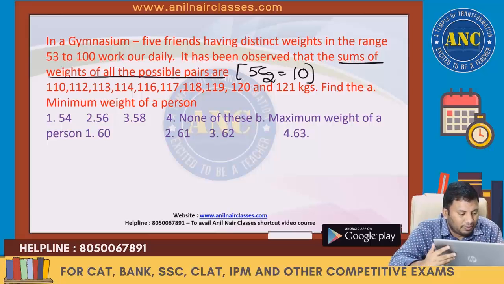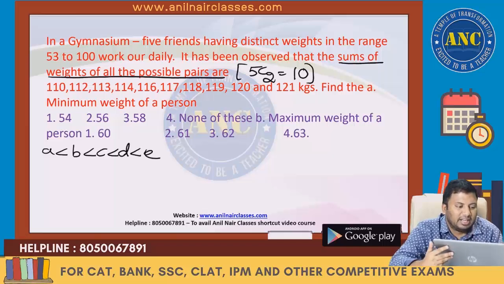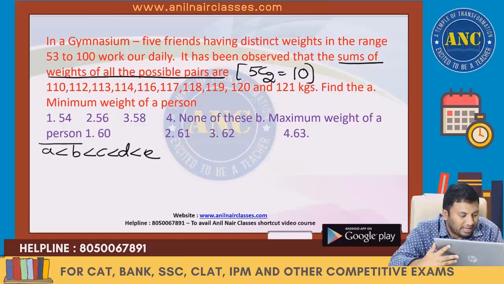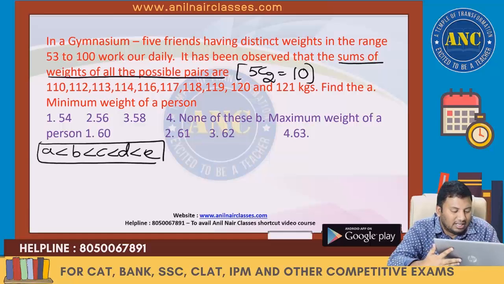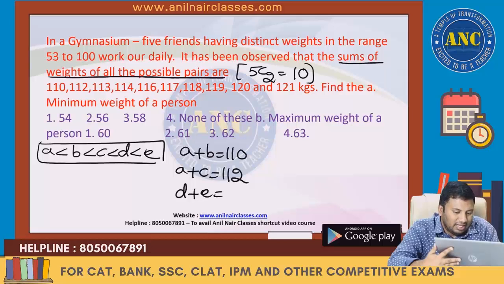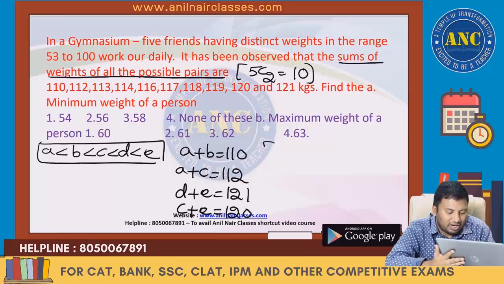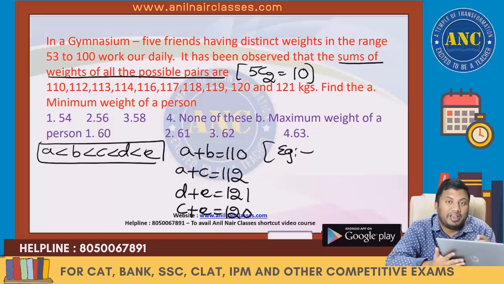So 5C2. Now A less than B less than C. I will tell you why I suddenly realized that it should be 2 instead of 3. That also I will give an idea. A less than B less than C less than D less than E. A plus B is 110. Next one, A plus C is 112. Next one, D plus E is 121. C plus E is 120. From where did we get this? From this example. I will tell you why it cannot be 3.